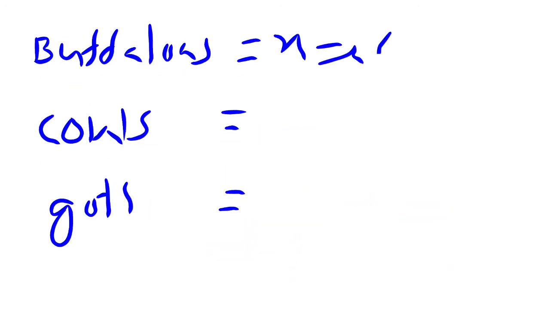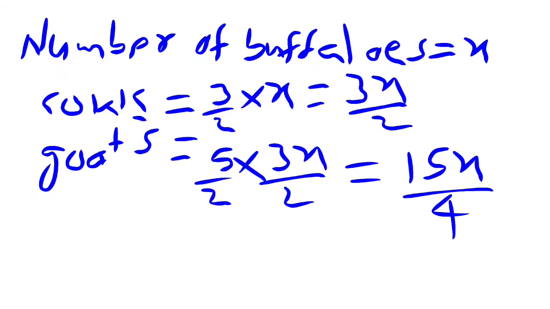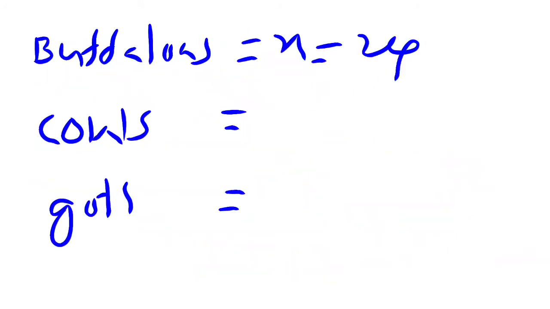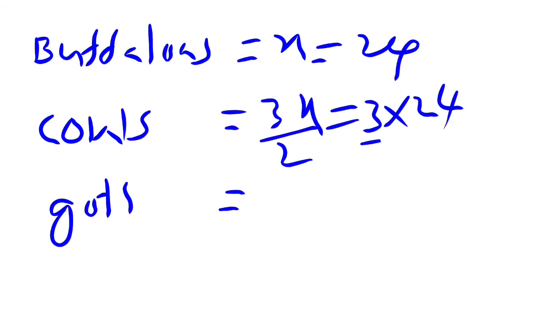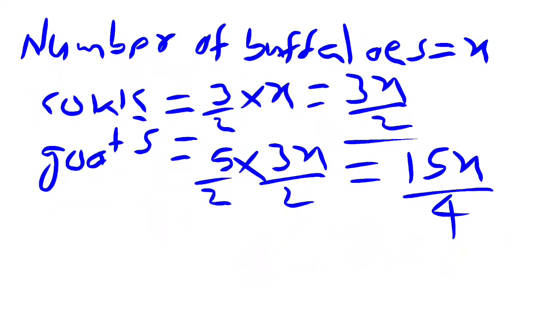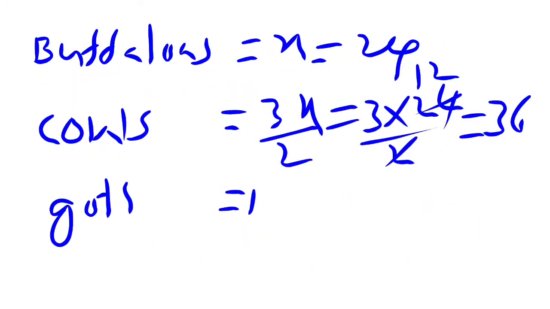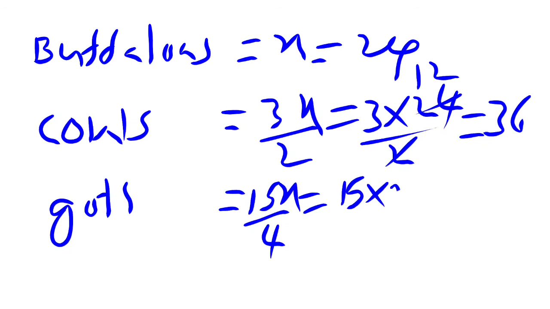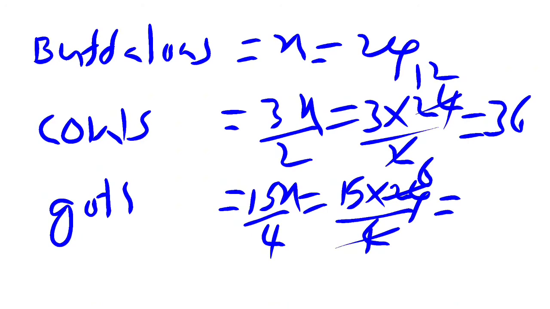24 buffaloes. So next, cows equals how much? 3x by 2. So 3x by 2, 3 into 24 by 2. 2 ones are 2, 2 12s are 24... 3 into 12 is 36. Next, goats: the number of goats equals 15x by 4. So 15x by 4 equals 15 into the x value 24 by 4. 4 ones are 4, 4 6s are 24, 15 6s are 90.